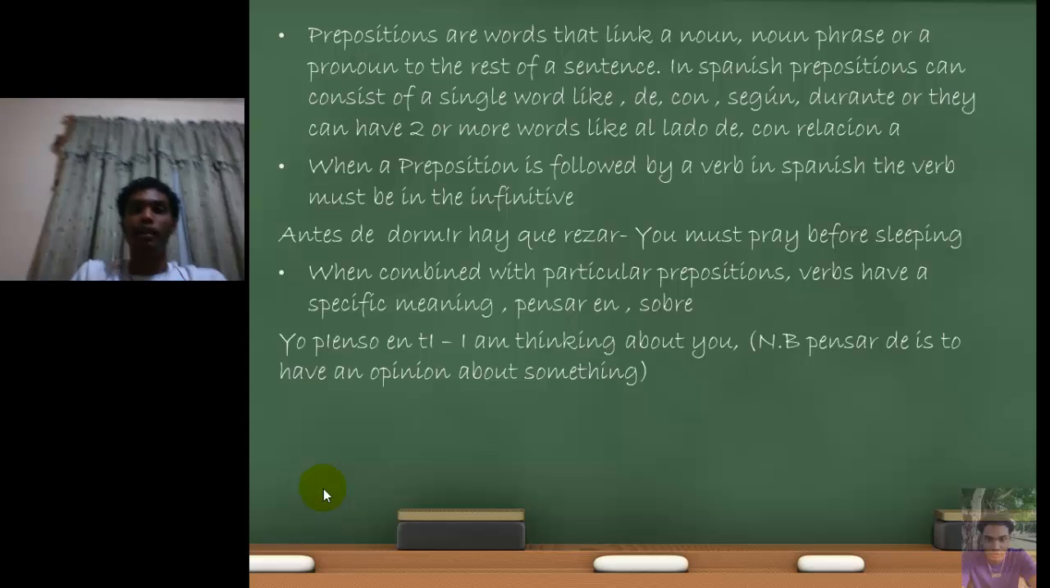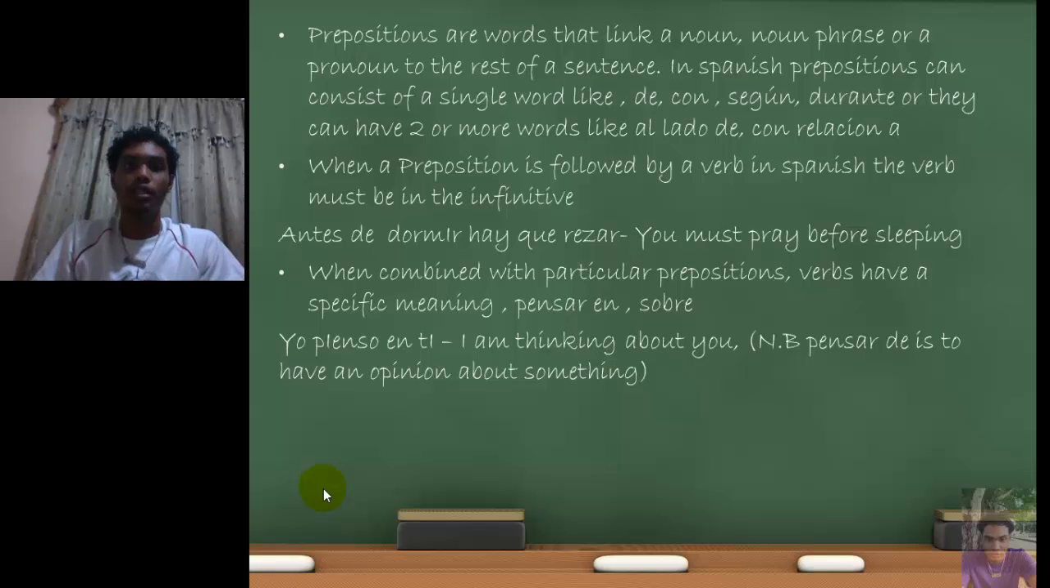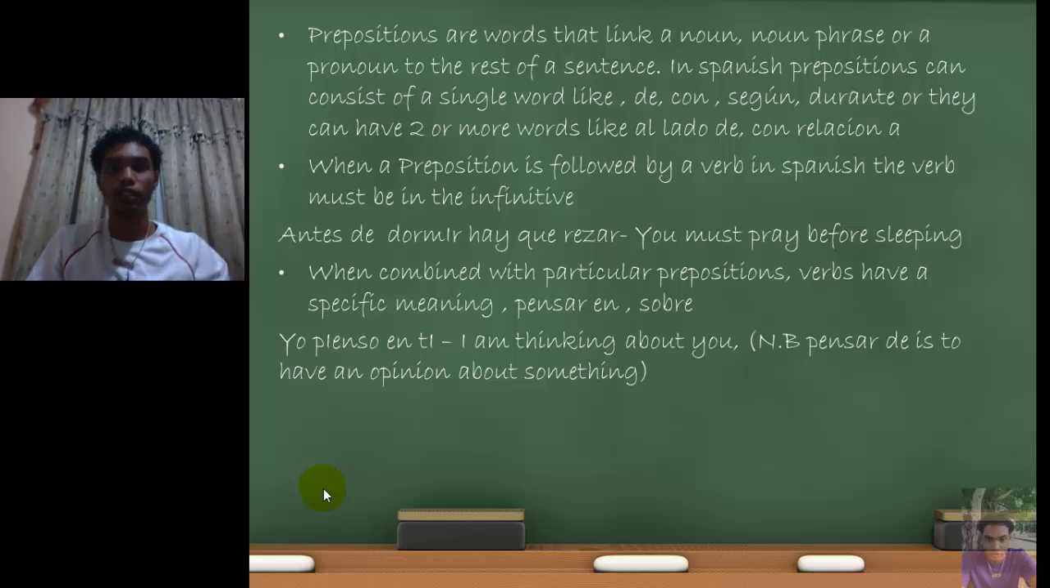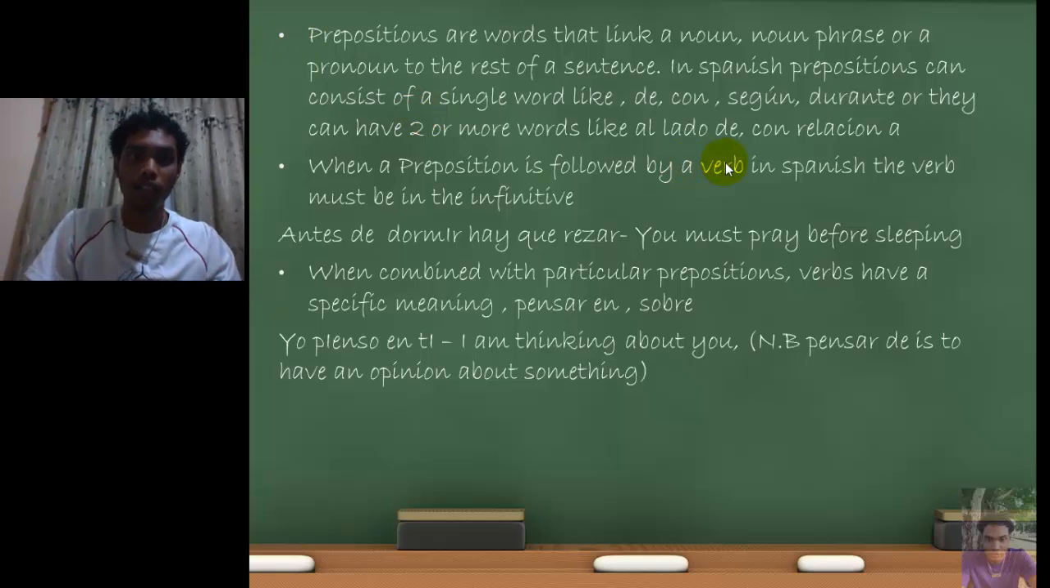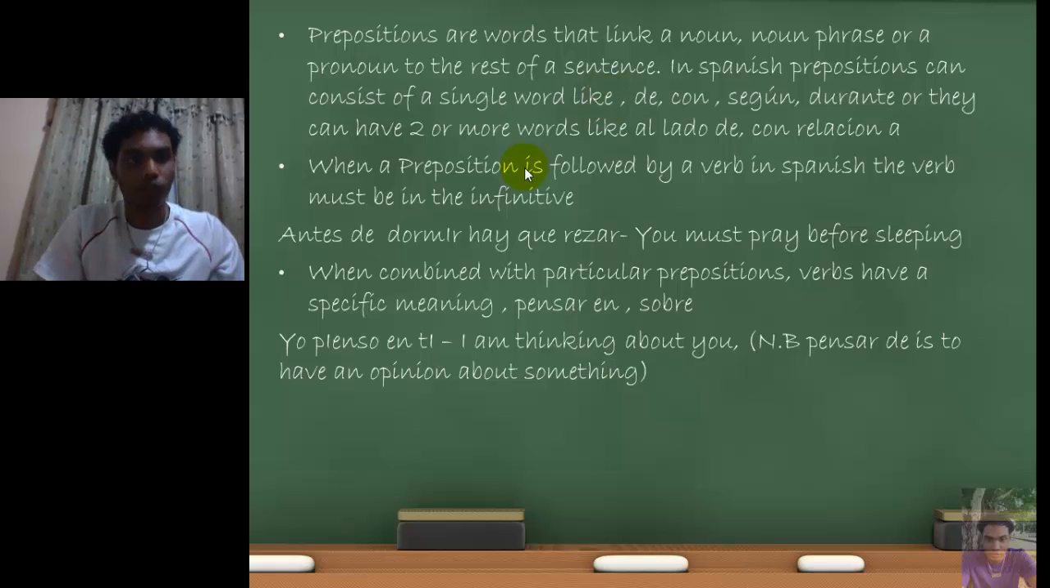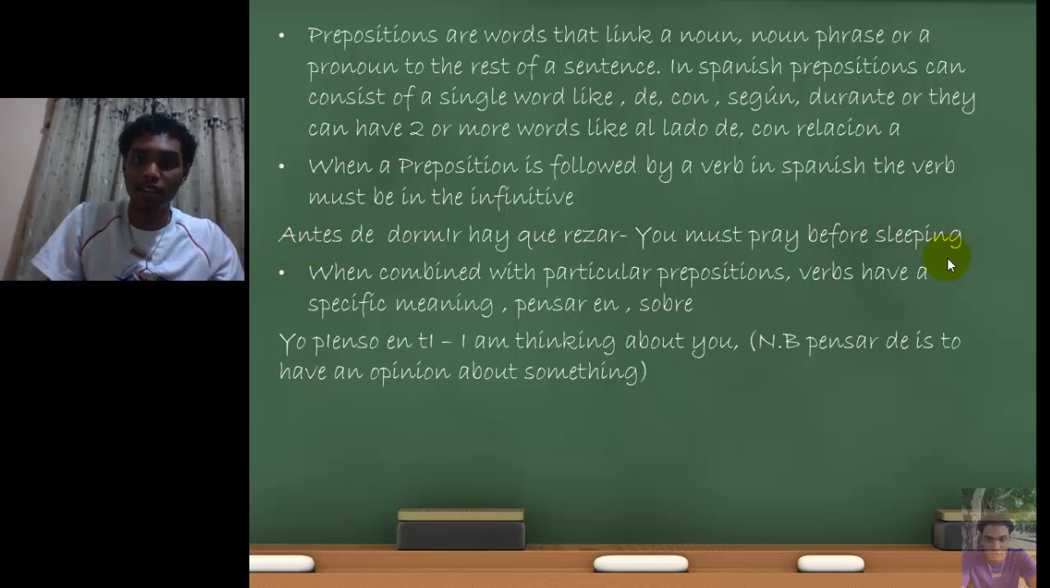Prepositions are words that link a noun, right? A noun phrase or a pronoun to the rest of a sentence, right? They can consist of a single word like de, con, según, durante, or they can have two or more words like al lado de, con relación a, right? As stated before, the infinitive is used after prepositions. Por ejemplo, antes de dormir hay que rezar. You must pray before sleeping, right?